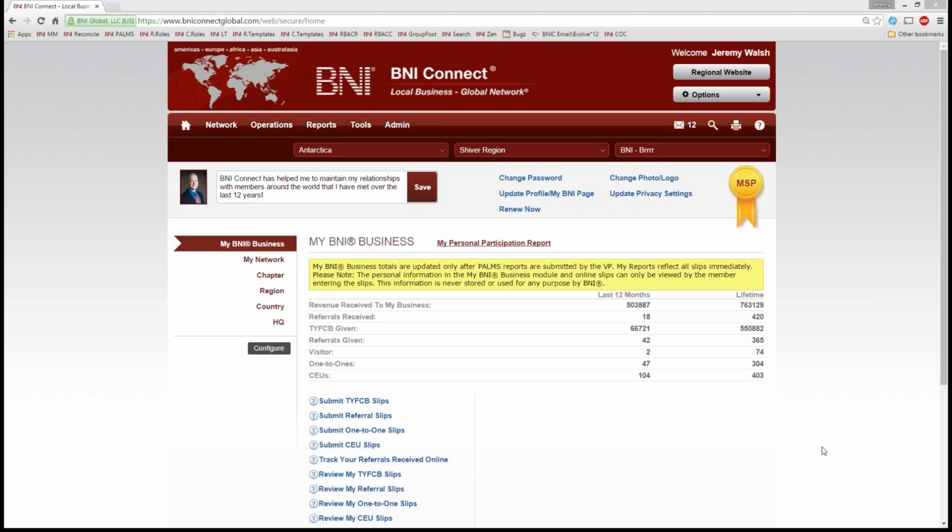These do need to be accounted for in a slightly different way, because when people enter slips, for example, when they submit a thank you for closed business or a referral slip, those get automatically entered into that week's PALMS report for you. So as a vice president or as the person in charge of entering PALMS on a weekly basis, do keep that in mind: when you go to enter the PALMS, there may be data already in there from all of the online slips that were entered.